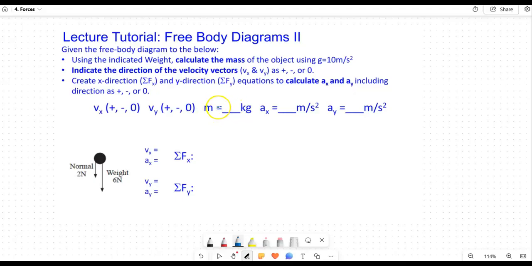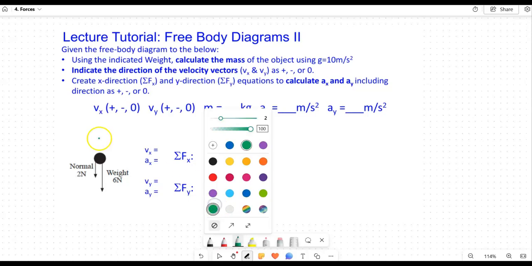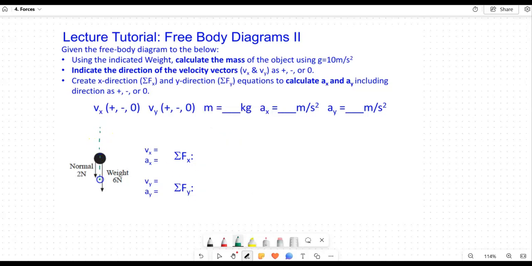So we're supposed to figure out the mass of the object, the acceleration in the x and y direction, and the direction of the velocity vectors and acceleration vectors. So let's go ahead and try this out. What we learned from 2.1 is that whenever you're given vectors, try to create your coordinate system. So we're going to do that.